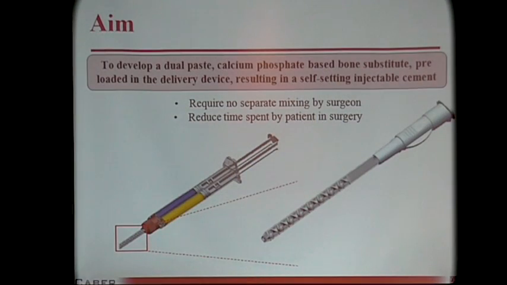So we have this dual barrel syringe here. On one side we'll have an aqueous paste, which will provide the water required for the reaction, and then we'll have a non-aqueous paste on the other side. Once the syringe is injected, the aqueous paste and non-aqueous paste will be mixed through this static mixing cannula. Once it's from there, it can be injected directly into the defect, requiring no separate mixing.